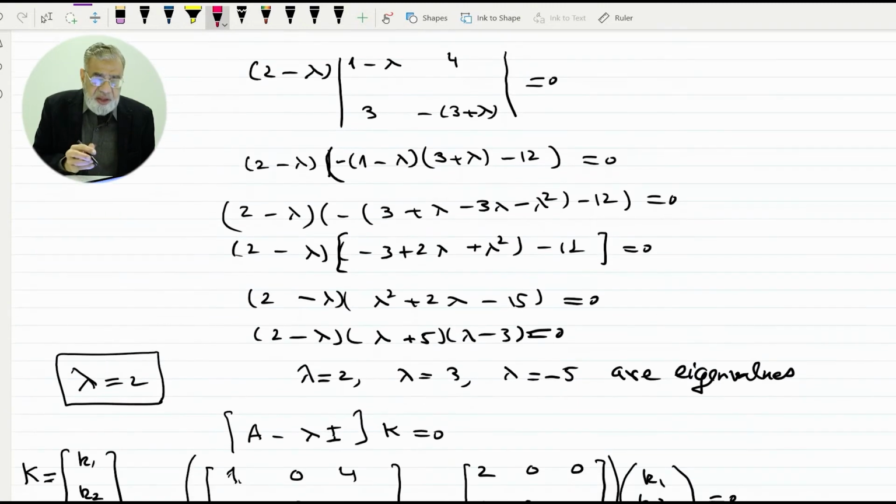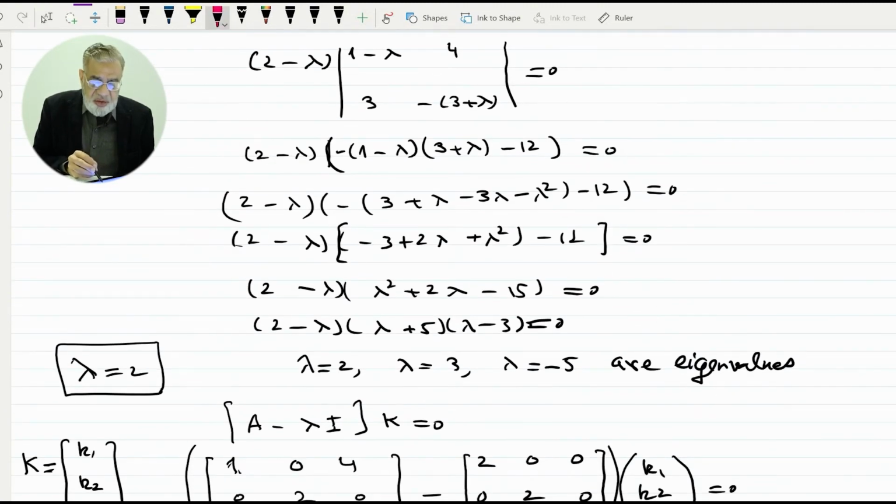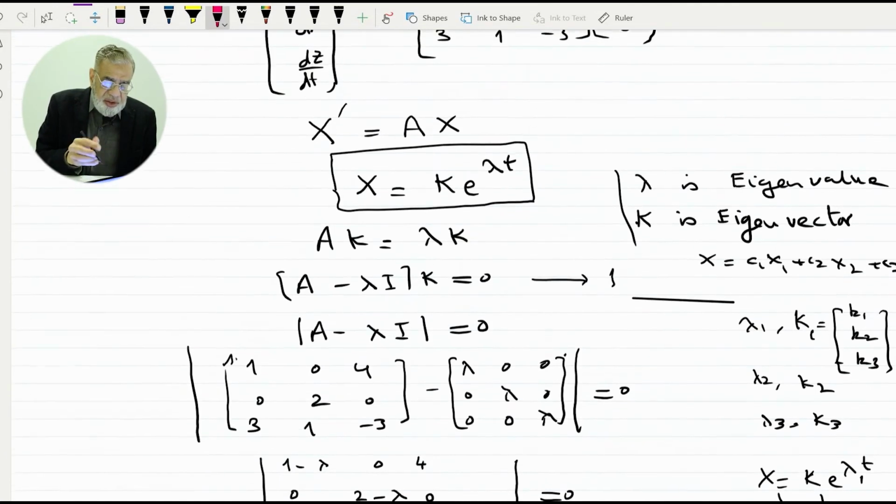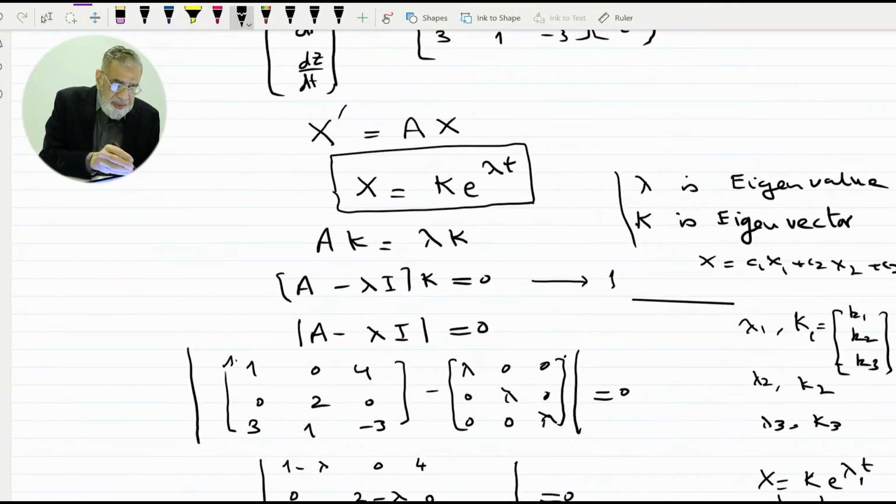Now I write the values of lambda. Lambda is equal to 2, lambda is equal to 3, and lambda is equal to minus 5. These are the three eigenvalues we get. Now for each eigenvalue, I am interested to find the eigenvectors. To get the eigenvector, I use this equation. That's the equation I have developed here. This is my equation which I am going to use to find the eigenvector.